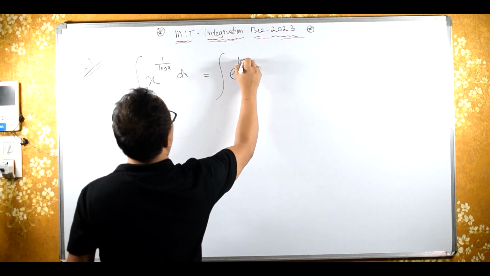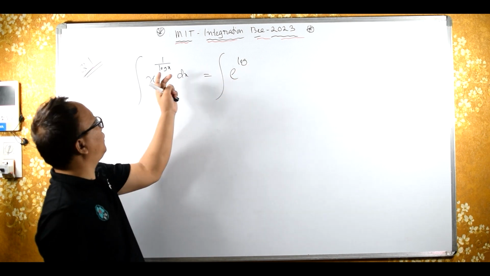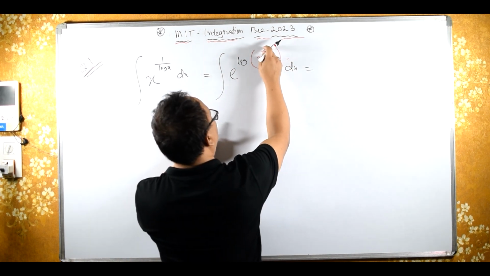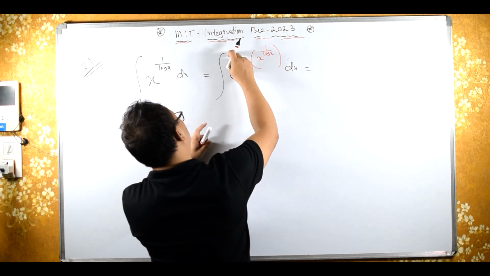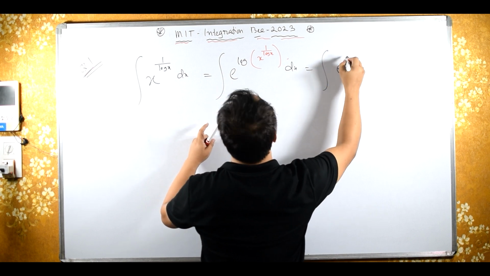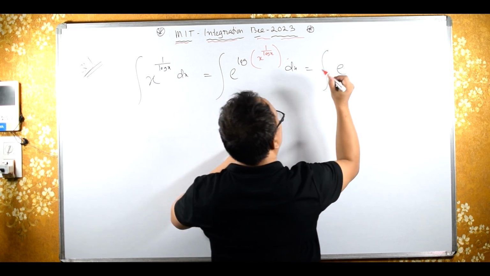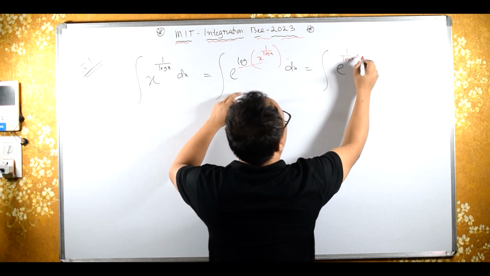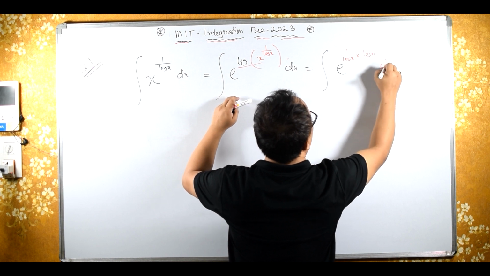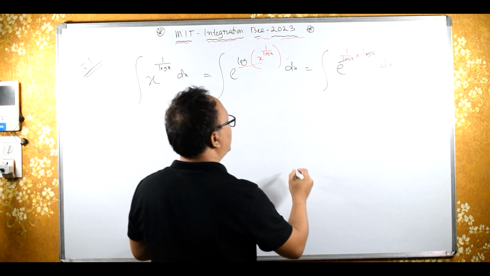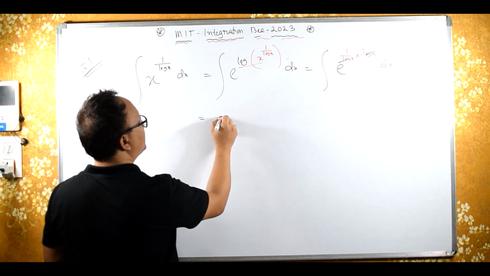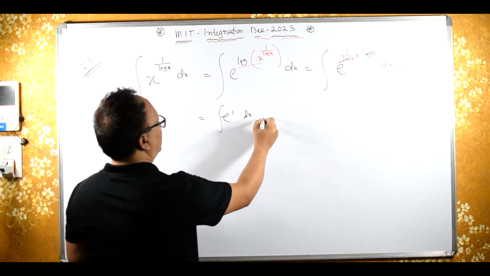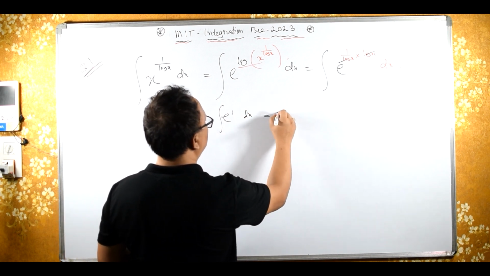e raised to log, e and log get cancelled. Therefore this is into dx. This 1 by log x I can bring down over here, so this is the same as e raised to 1 upon log x into log of x dx. This gets cancelled. What we have is the integral of e raised to 1 dx. Therefore, it is the same as e outside, so e raised to x plus c.